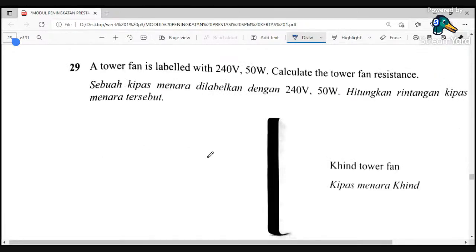Okay, number 29, a tower fan labelled 240 volt 50 watt. Calculate tower fan resistance, cari rintangan kipas. Jadi kena faham apa maksud label ini. Label ni juga kita panggil sebagai power rating.